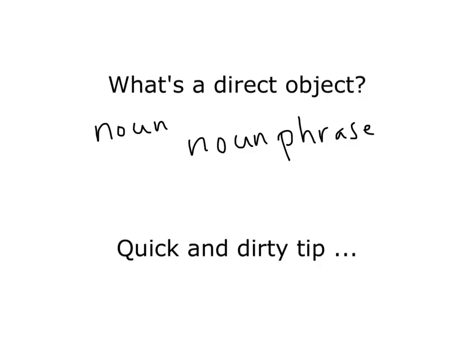A quick and dirty tip for finding a direct object in a sentence is to take the verb and use it to ask a what question or a who question. It would really be whom, but whom is dying, which makes us grammar dinosaurs sad. So I buy what? I see who? When you answer that question, you find your direct object.